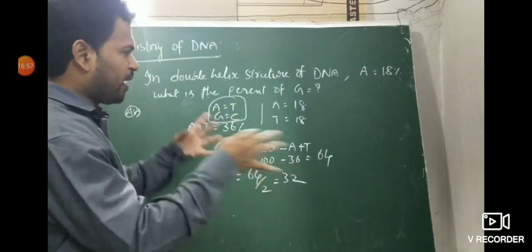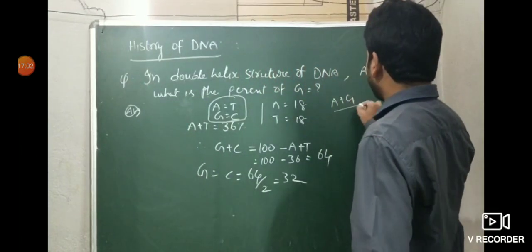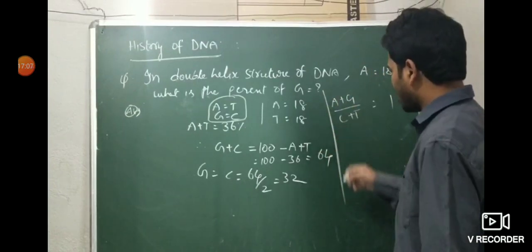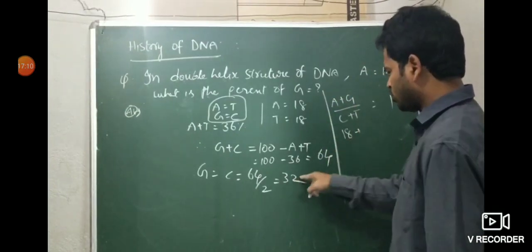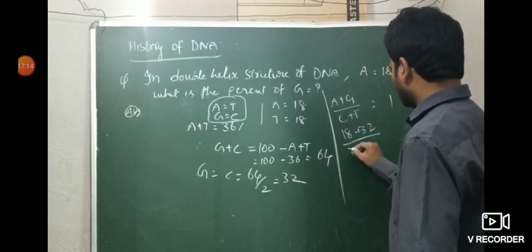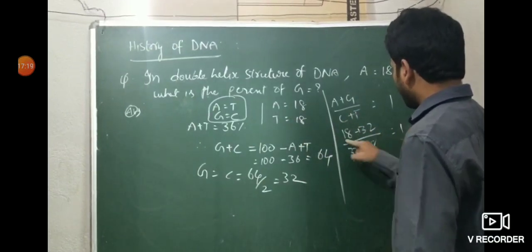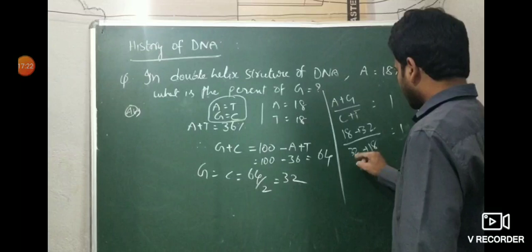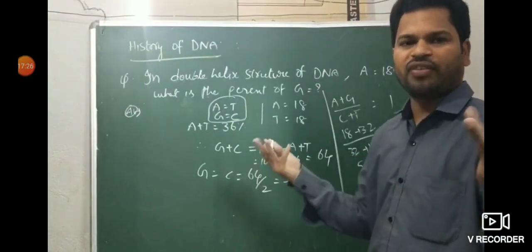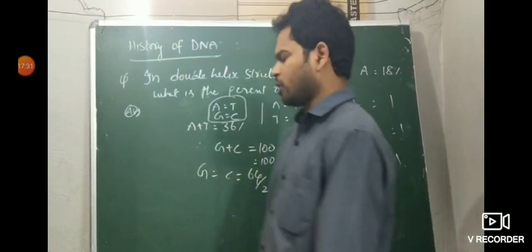Now let's verify the Chargaff rule. A plus G by C plus T equals 1. Let's verify the concept. A is 18, G is 32, C is 32, and thymine is 18. So 18 plus 32 is 50, and 32 plus 18 is 50. So 50 to 50 is 1. Verified. So A plus G by C plus T equals 1 according to the Chargaff rule.